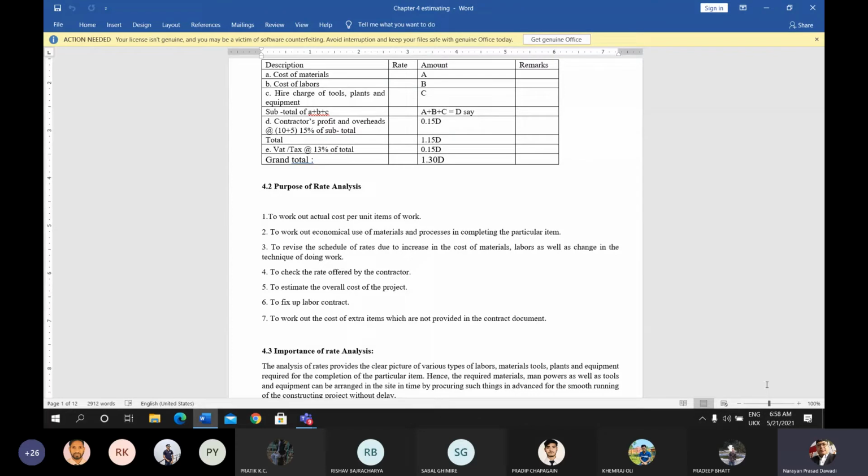To fix up labor contracts, we can contract labor, we can contract material, we can contract the labor that is required for the project.